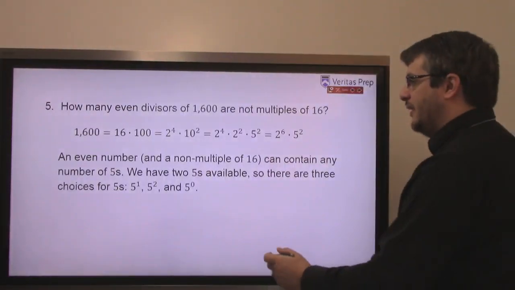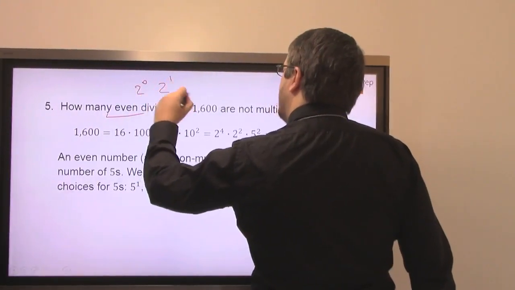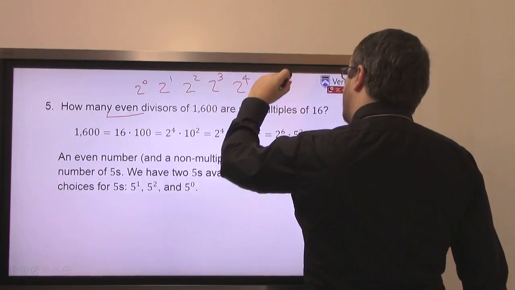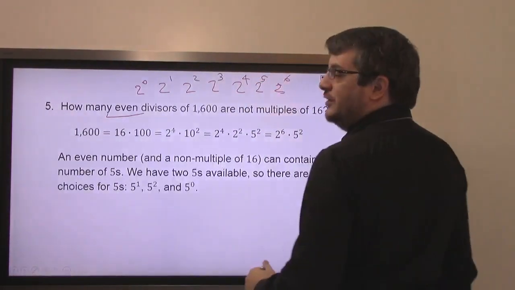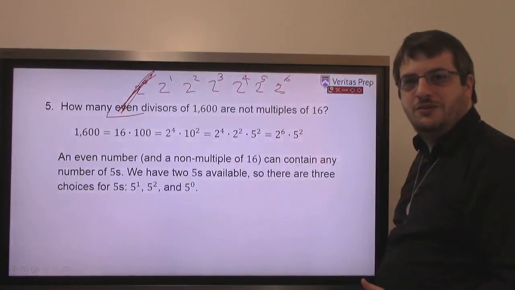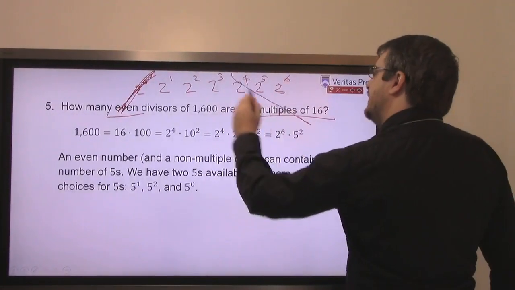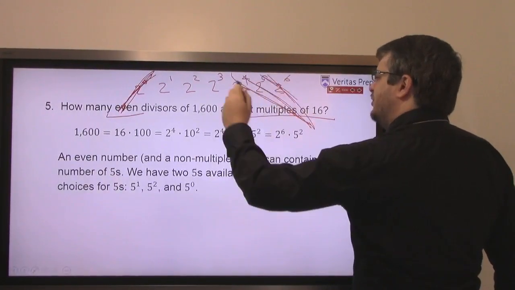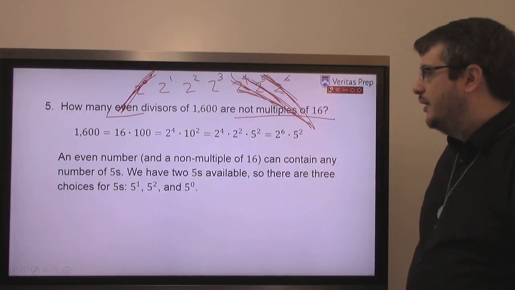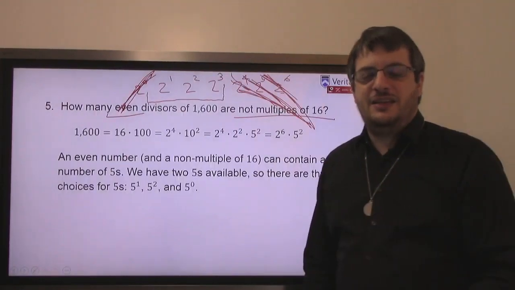Explain the 2s again. Since I am even, if I look at this, I got 2 to the 0, 2 to the 1, 2 to the 2, 2 to the 3, 2 to the 4, 2 to the 5, 2 to the 6, right? Those would have been my choices. But even says not that, because that's odd, right? Having no 2s makes me odd. But not multiples of 16 says not this, not this, not this. Those are all going to give me at least 2 to the 4th, and I kill them. What's left? These things are all even, but not containing 16.